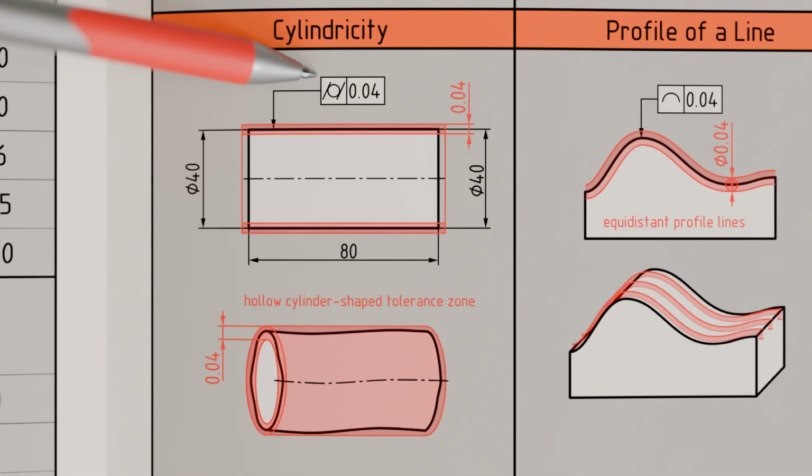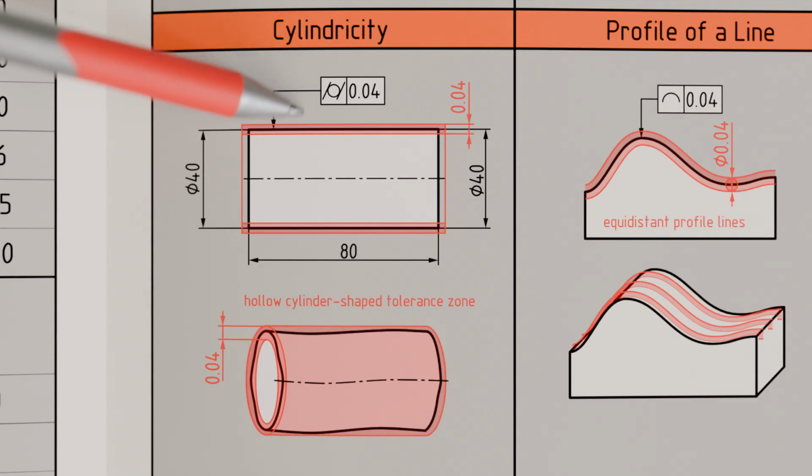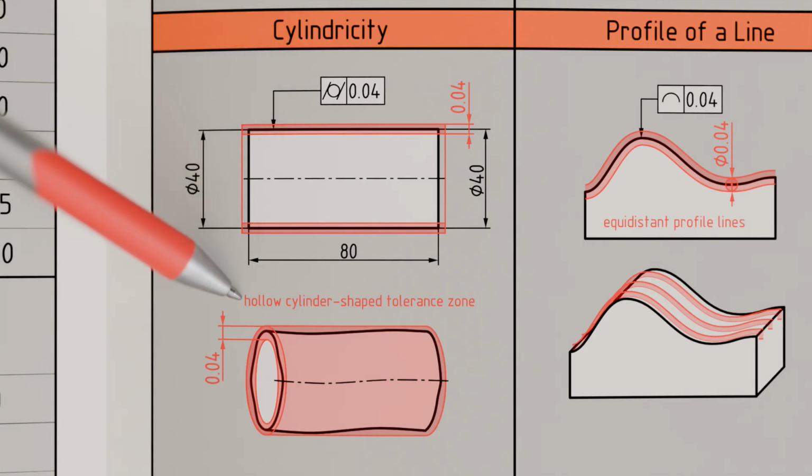For cylindricity, the tolerated geometric feature must lie between two coaxial cylinders. The diameters of these cylinders can be chosen arbitrarily, but their distance must correspond to the form tolerance value. The tolerance zone in this case is a hollow cylinder.